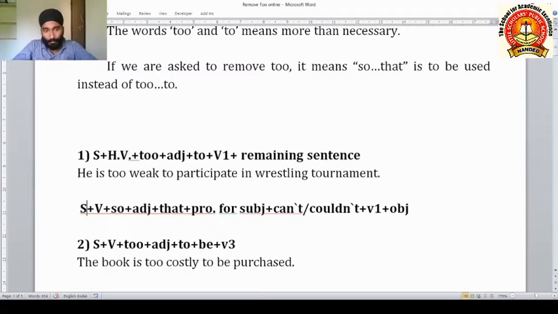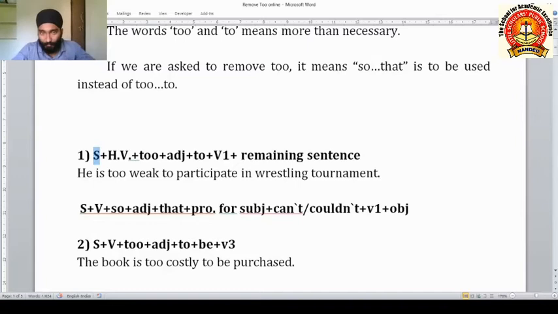How will you use it? Subject plus verb or helping verb plus so plus adjective. Here before the adjective we have used so. In the given sentence with "too", we had used TOO. So TOO we have removed and we have used so. Adjective, and after the adjective we have used that. Thereafter a pronoun for the subject we have to use, meaning whatever will be the subject.